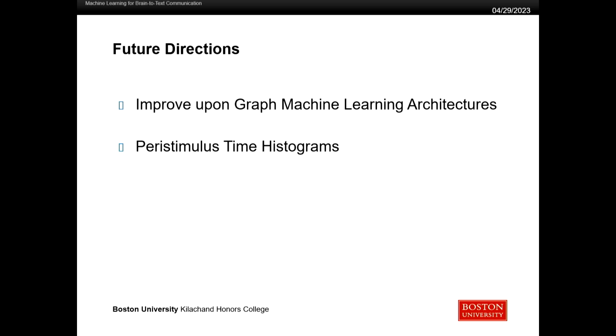The future direction of this project is to develop a graph machine learning architecture that can understand from a peristimulus time histogram the relationships between the various neurons and the strengths of correlation between them, so that a graph neural network, which is on the cutting edge of current machine learning modeling, can be applied to this domain, and we can improve the accuracy and speed of classification.